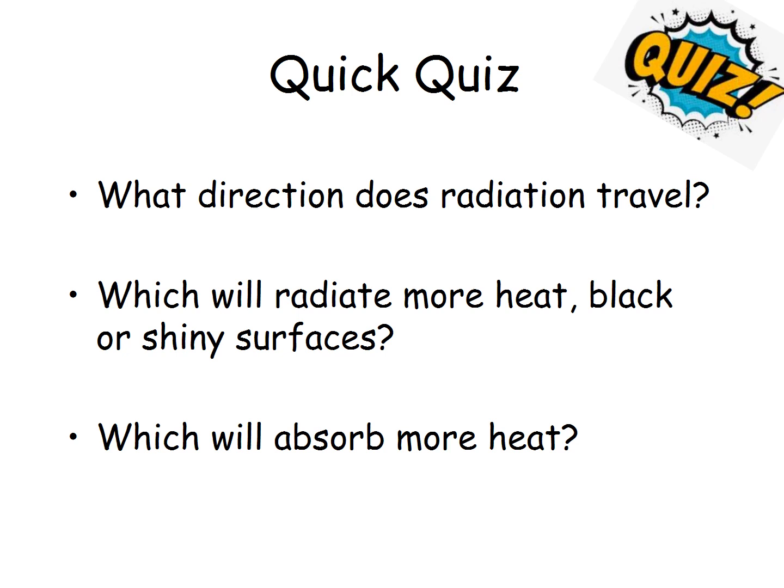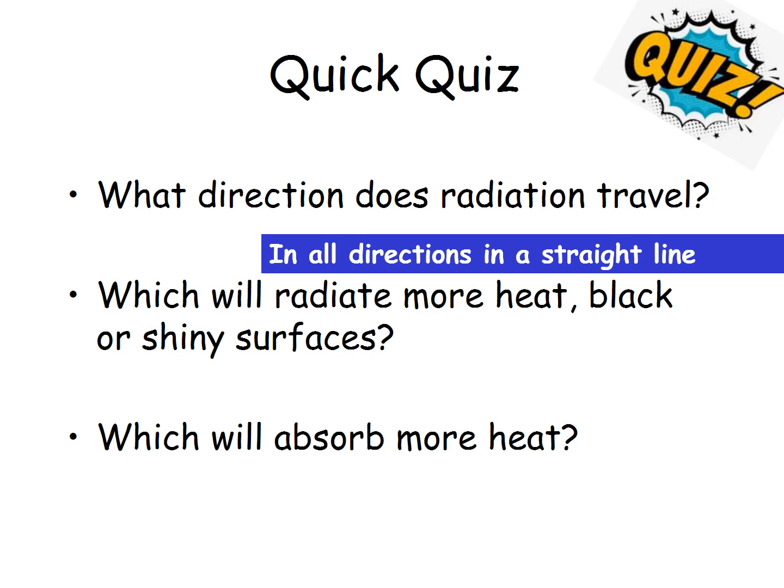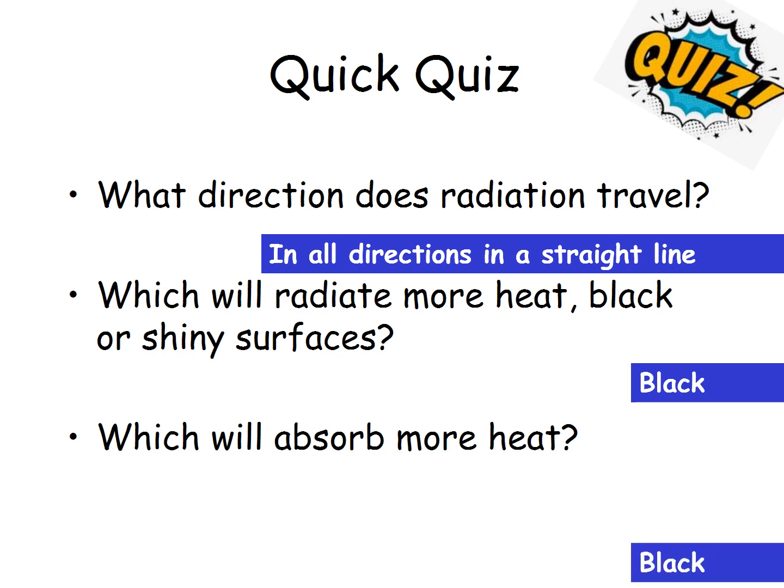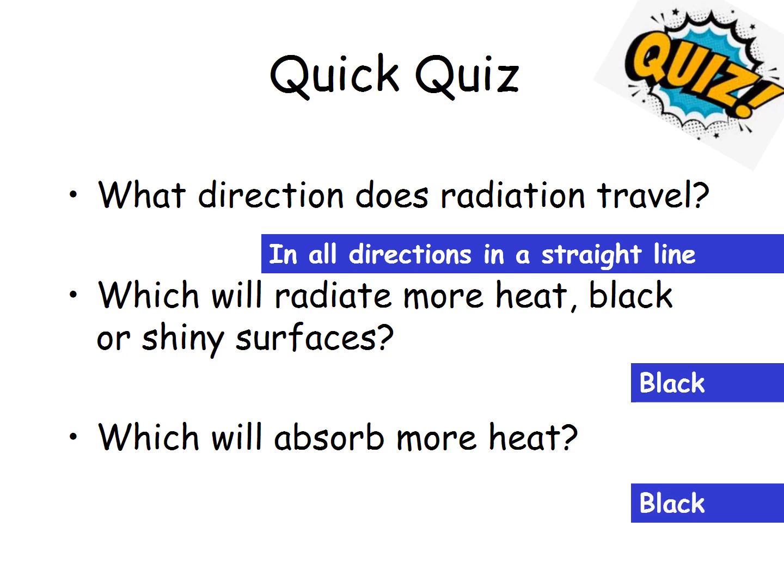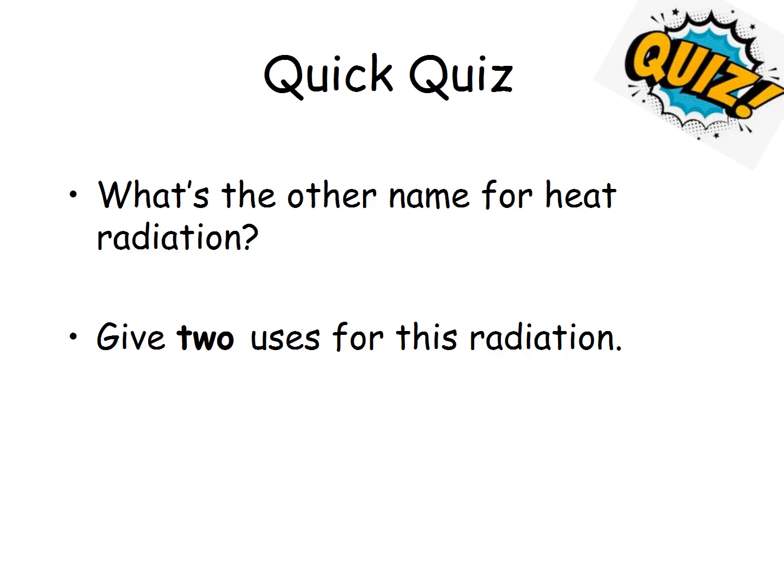Let's go through those answers. Radiation travels in all directions from the object, in a straight line. Remember, it travels as a wave in a straight line. Which will radiate more heat, black or shiny surfaces? Well, it's a black surface, and it also absorbs more heat. What's the other name for heat radiation? Infrared.